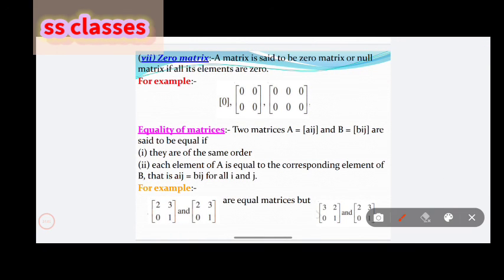The seventh type of matrix is the zero matrix. A matrix is said to be a zero matrix or null matrix if all its elements are zeros. It is self-defined: a zero matrix means every element is 0.